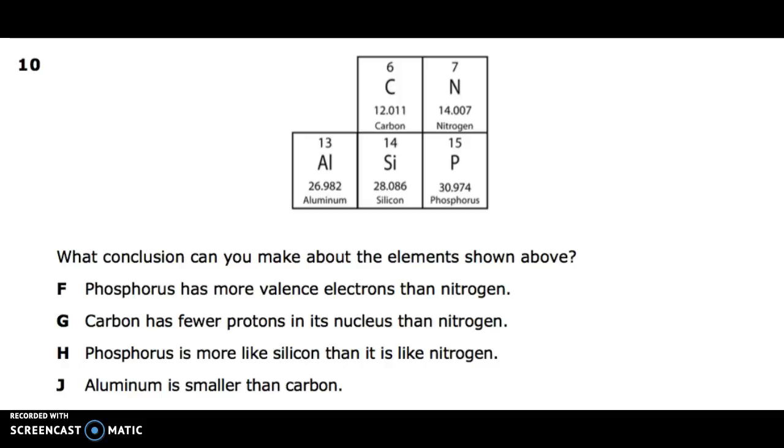Number 10. What conclusion can you make about the elements shown above? F. Phosphorus has more valence electrons than nitrogen. G. Carbon has fewer protons in its nucleus than nitrogen. H. Phosphorus is more like silicon than it is like nitrogen. J. Aluminum is smaller than carbon.